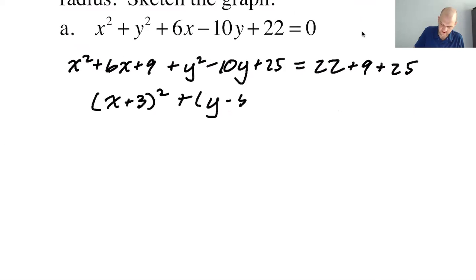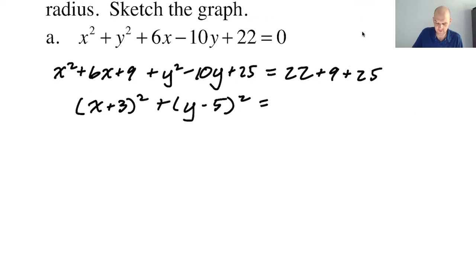So you've got to be good at factoring too, I guess. But they're always perfect square trinomials. 3156. That seems right. Yeah, that's right.